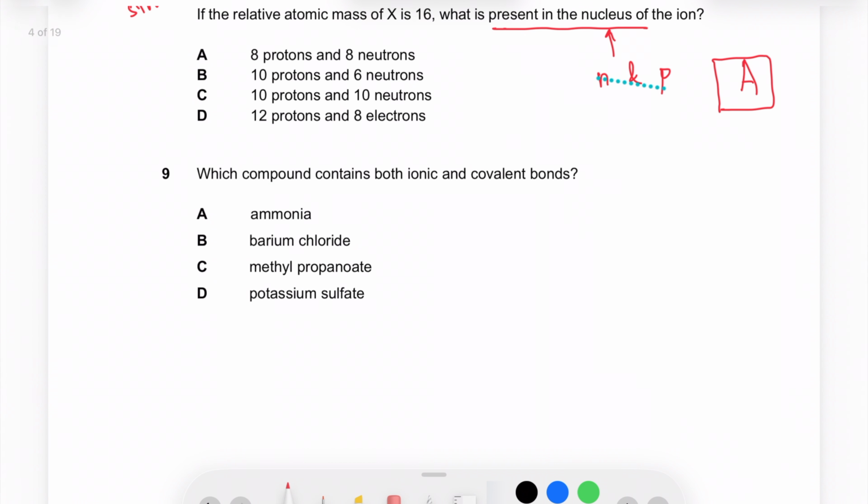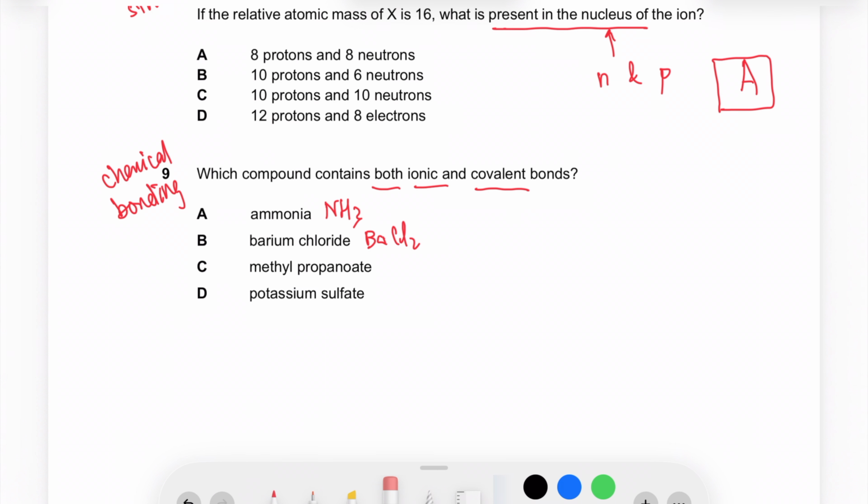Question 9. Which one contains both ionic and covalent? Okay, so this is a classic question under chemical bonding. So NH3 and this barium chloride. Option C, again, methyl propanoate.